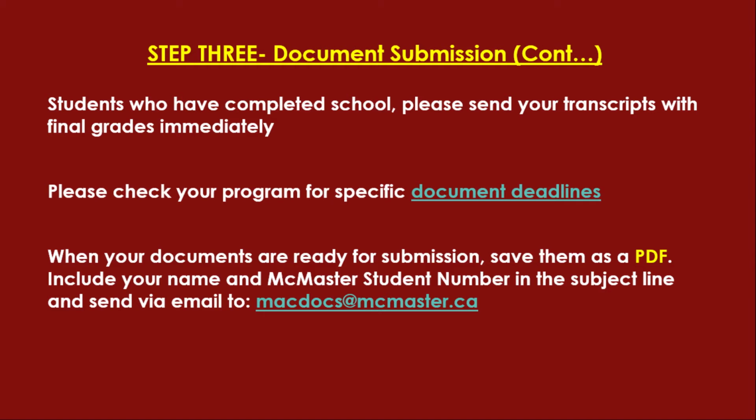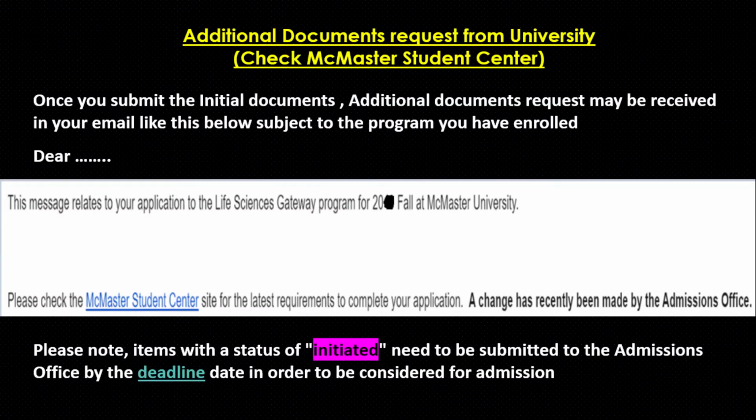When your documents are ready for submission, save them as a PDF. Include your name and McMaster student number in the subject line and send by email to macdocs@mcmaster.ca. Once you submit the initial documents, additional document requests may be received in your email. Items with the status of initiated need to be submitted to the admissions office by the deadline date in order to be considered for admission.